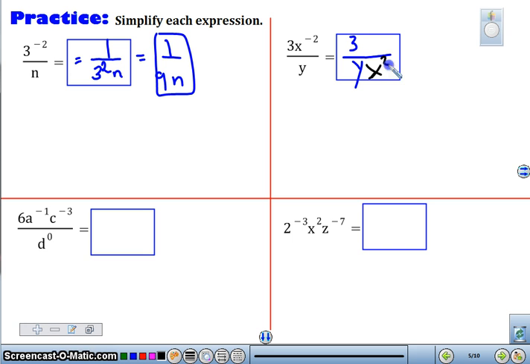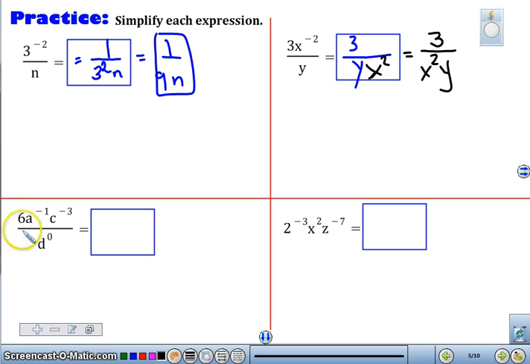It's now positive 2. Now some people usually like to put their variables in alphabetic order. So you might see this answer written this way. Is it the same, x squared y as y x squared? Yes. These are exactly the same thing.